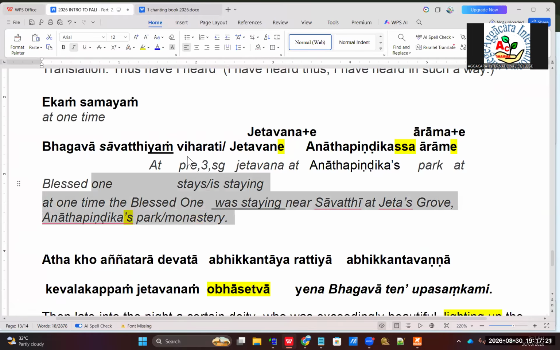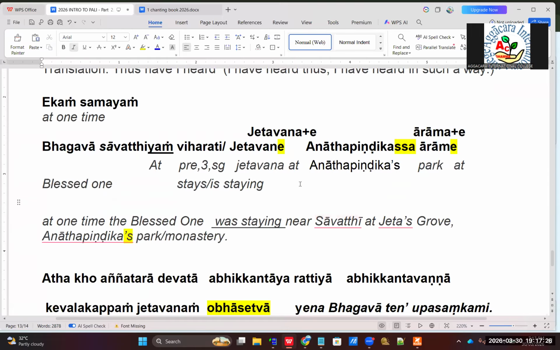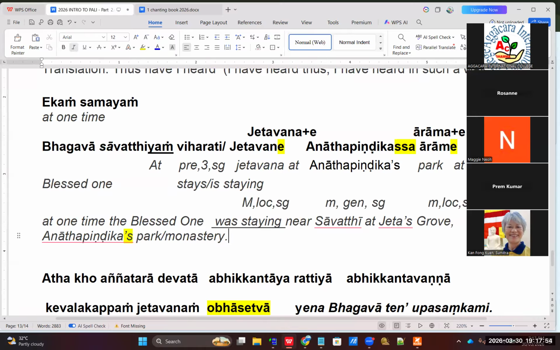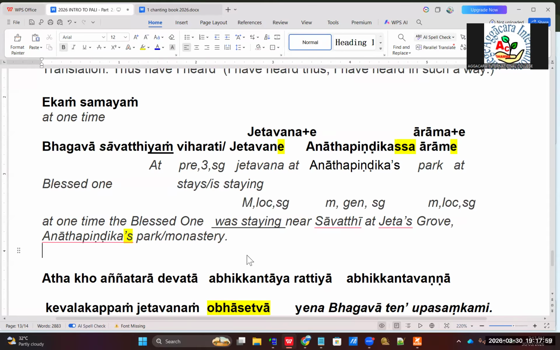Any question about this before I continue? If you want to write down, of course you can write it like this. This one is masculine, locative. Locative means it's a place here, singular. This is masculine, genitive. Genitive is possessive here, singular. So this is masculine. Locative is singular here. You can write in this way. Okay, any questions so far? All right. If you don't say anything, I assume no question.